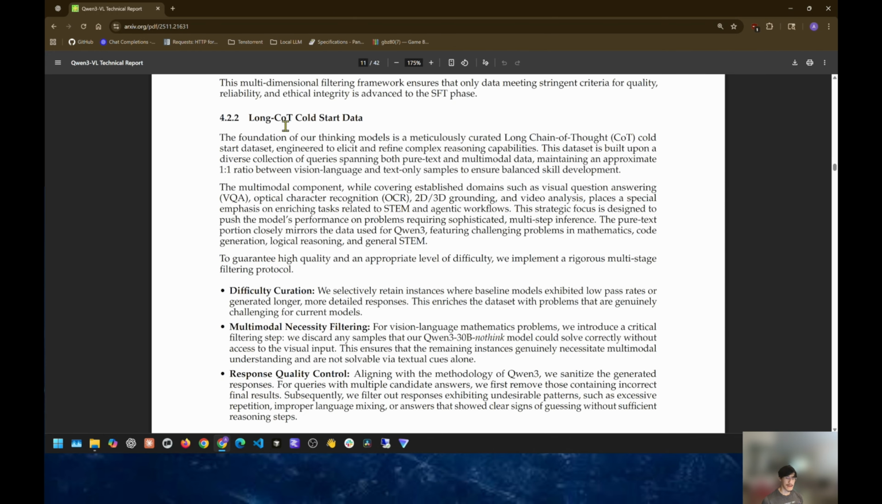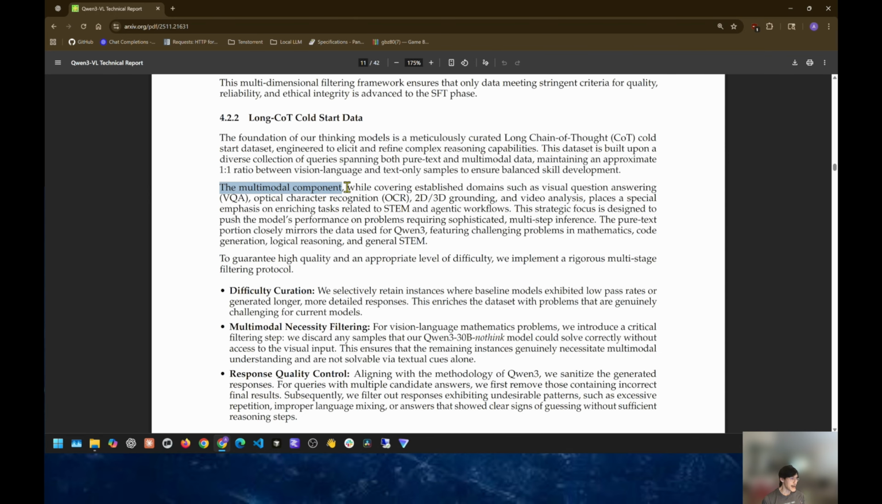Okay, so next: long chain of thought and cold start data. The foundation of our thinking models is a meticulously curated long chain of thought, COT, cold start dataset, engineered to elicit and refine complex reasoning capabilities. This dataset is built upon a diverse collection of queries spanning both pure text and multimodal data, maintaining an approximate 1-to-1 ratio between vision language and text-only samples to ensure balanced skill development.